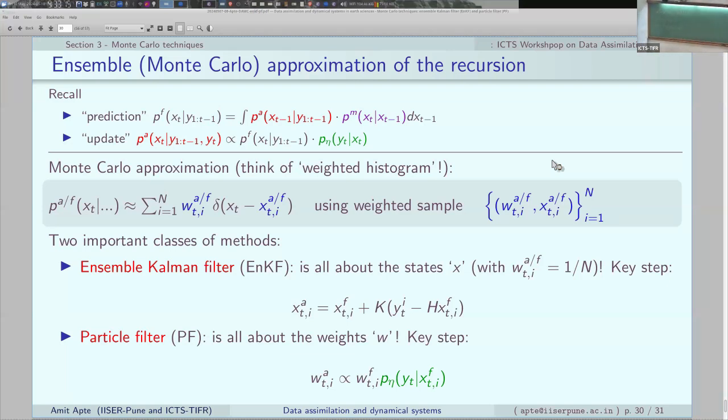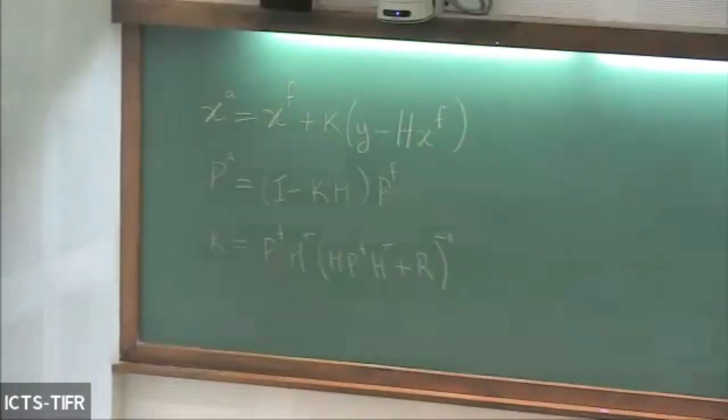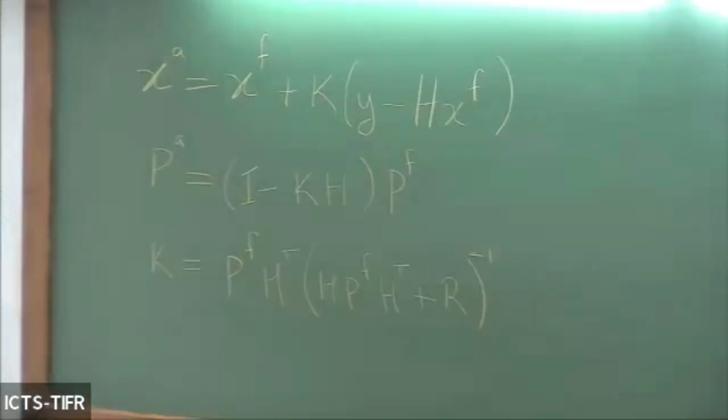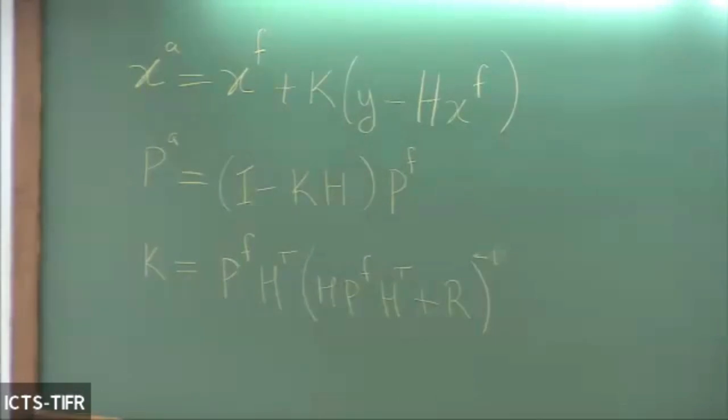So this is the update step. The prediction step is something I have not written down. If you are not sure what it is, please remind yourself from Varun's lecture what the prediction step of the ensemble Kalman filter is. I have not written that down here. So this is just the update step, and this is the update step for the ensemble Kalman filter, yeah?